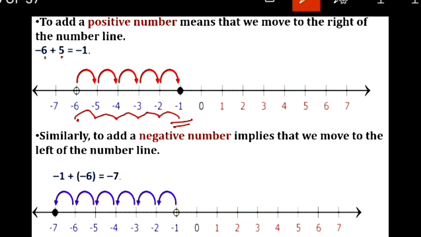But if we add a negative integer, like minus 1 plus minus 6, we have to move to the left of the number line. So we'll start from minus 1 and we'll jump 6 times and we'll reach minus 7. So minus 1 plus minus 6 is minus 7.